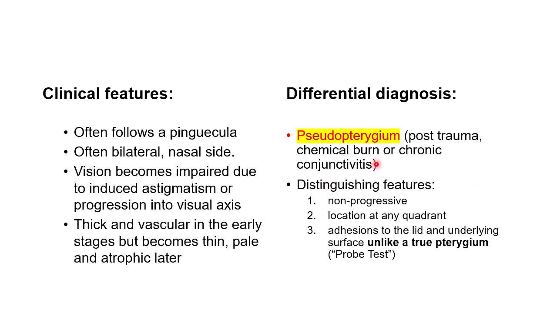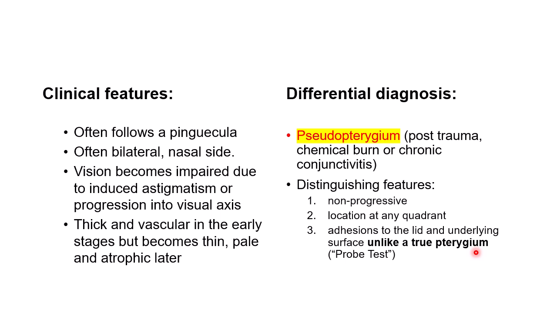How do you differentiate? A pseudopterygium is formed and it stays that way. It is non-progressive. It is not necessarily in the nasal or temporal, unlike a pterygium. It can be present superior and inferior also. Adhesions to the lid and the underlying surface, unlike a true pterygium, right?